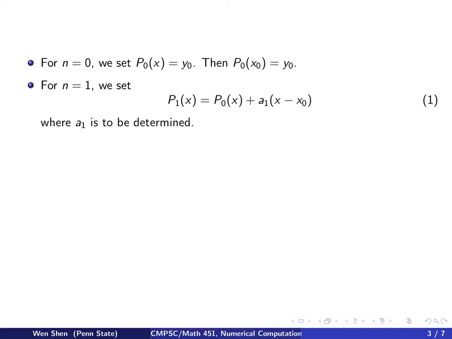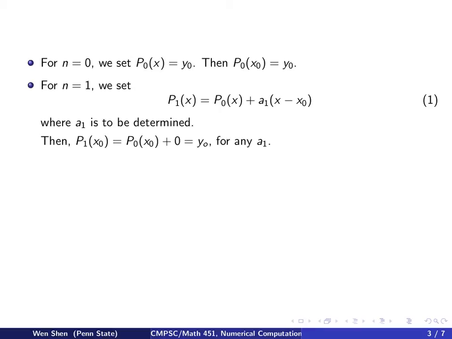Now we add one data point x1, y1. So two data points and n equals 1, and we wish to find a polynomial p1 which interpolates those 2 points. And we want to write p1 in the following particular way. That is, it equals p0, the p we got at the previous step, plus an additional term in this particular form. It is a1, which is a parameter to be determined, times x minus x0. Why did we choose this special form? The reason will become clear now.